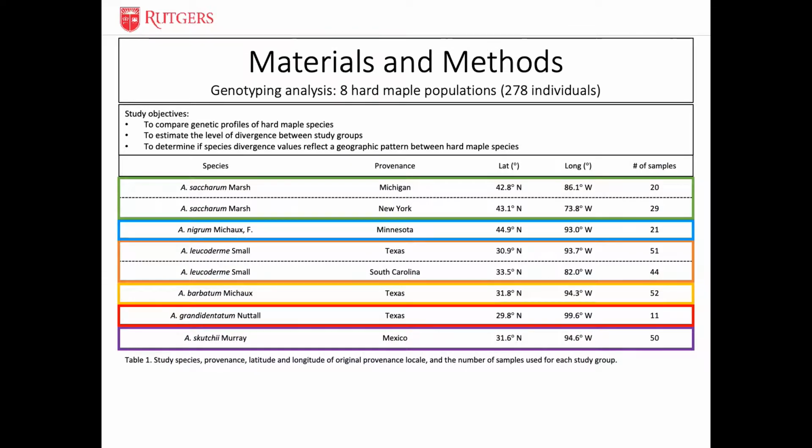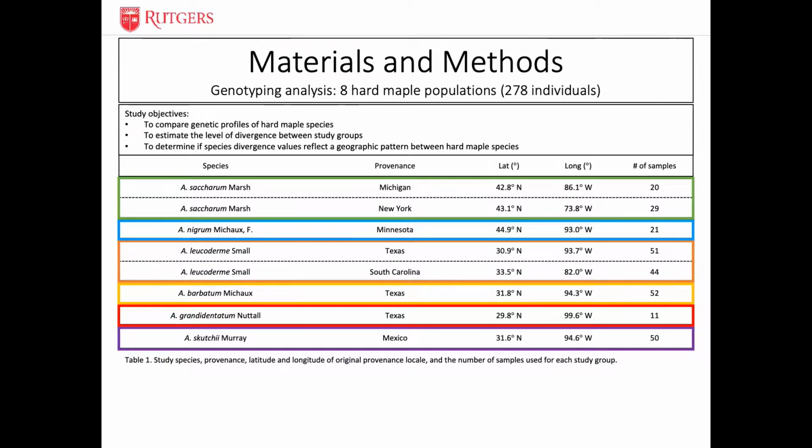To help fill the void that exists in hard maple research and increase our knowledge of the genetic relationships between hard maple species, we designed a study that would compare genotypic profiles of available hard maple species, estimate divergence levels between study groups, and then determine whether the divergence estimations reflected a geographic pattern across the study groups. Table 1 summarizes study species, their provenance, latitude and longitude of provenance locales, and the number of samples used for each study group in our analyses.